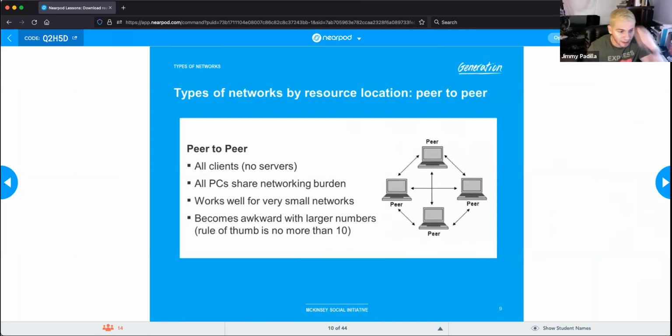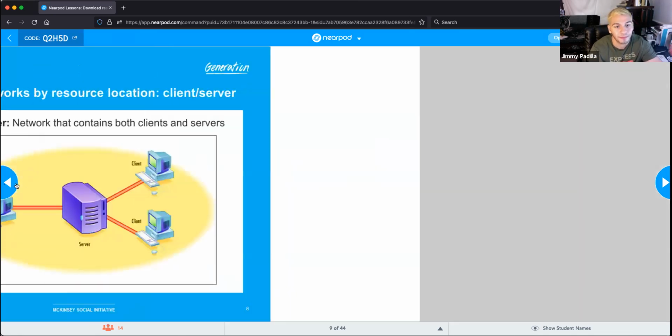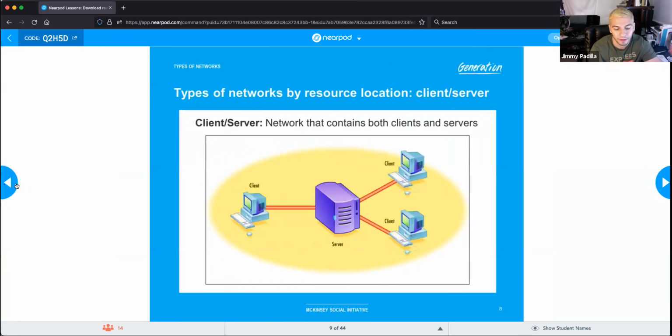Could you go back one slide real quick? I could. Basically just gives a quick representation of client server model. Okay. All right.